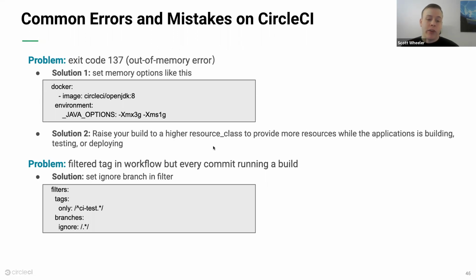Second problem, filtered tag and workflow, but every commit is running a build. CircleCI will always try to build by branch first. If you don't want your build to run on each branch commit, but each time you release a tag, you need to define which branches to ignore. So in the example on the screen, we're ignoring all branches, but only building on commits that are tagged with CI test.